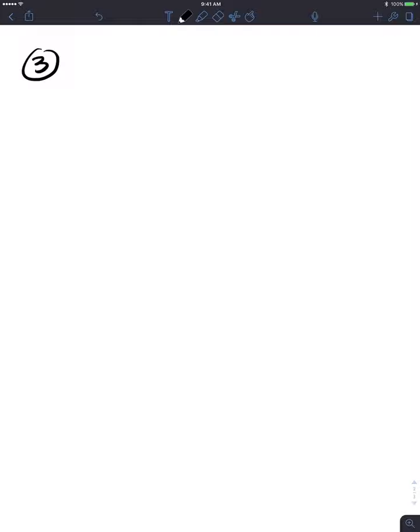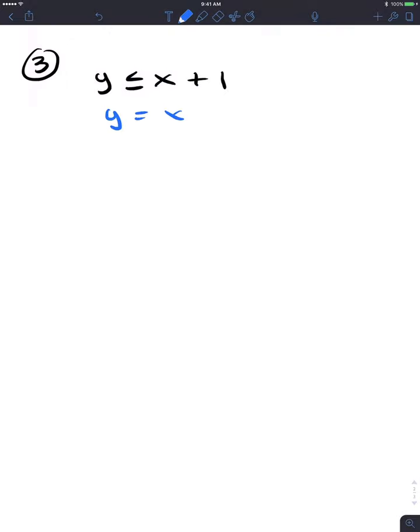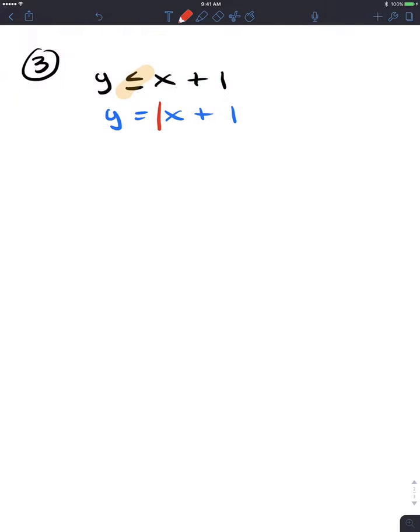Number 3, y less than or equal to x plus 1. Again, we start off by graphing the equality. Y is x plus 1. Now notice a few things here. This here is less than or equal, so we're going to have to graph a solid line this time and not a dotted line because of the condition of equality. And again, we're going to look at the details of our equation. My slope here is 1. My y-intercept is 1. So I'm going to use a slope value of 1, write it as a fraction, 1 over 1, and my y-intercept being 1.